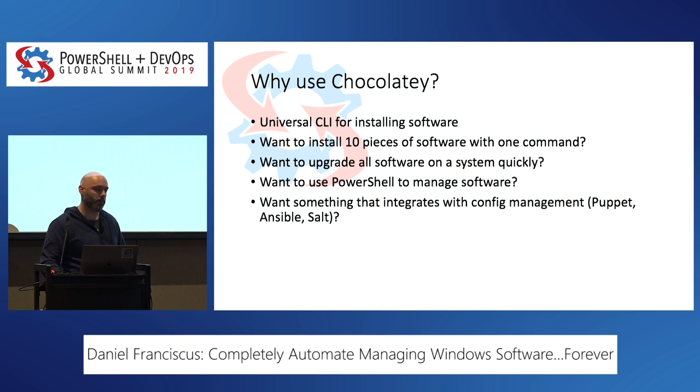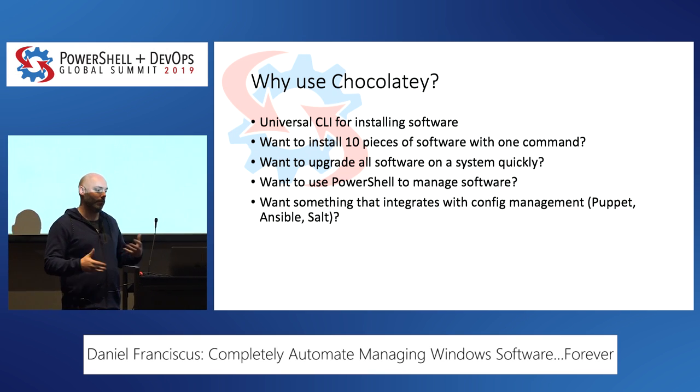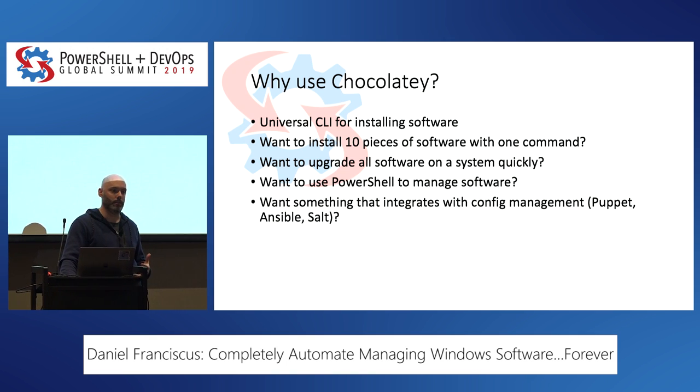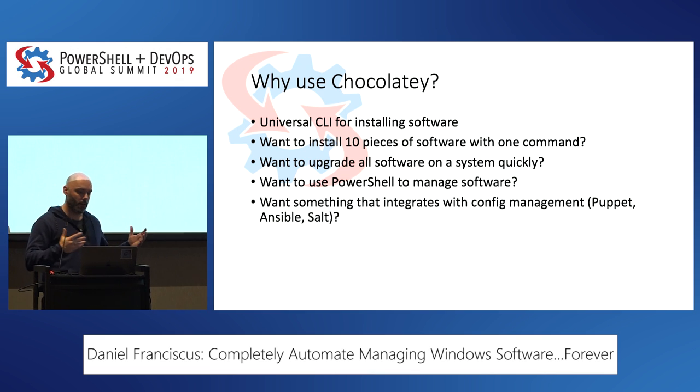So why do we use it? As most people know, it's a universal CLI. So there's no more installing things with msiexec or having to figure out what the silent parameters are for a given installation. It's all kind of behind the scenes. So when you install something, it's the same: choco install package name. It'll work the same way every time, or it should. It's just a really nice way to install things and manage them.